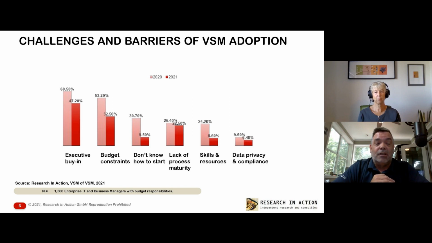Don't know how to get started? Here's how you get started. Pick a value stream, map it, find waste, make recommendations to improve it. Very simple, right? Very simple.